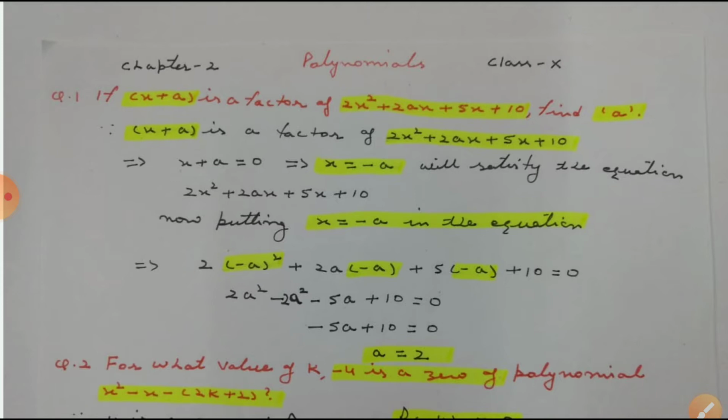The question was x plus a is a factor of the given polynomial. So the zero of x plus a: x plus a is equal to 0, the value of x comes minus a. It means if we replace x by minus a in this polynomial, that polynomial becomes 0, correct? And we get the value of a as 2.